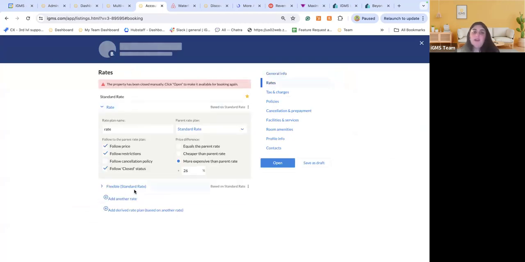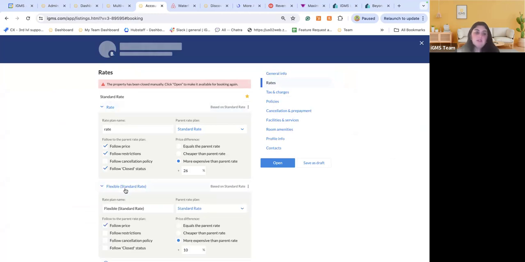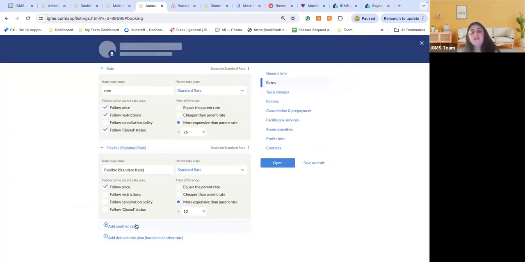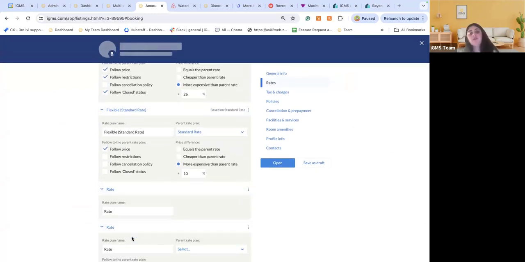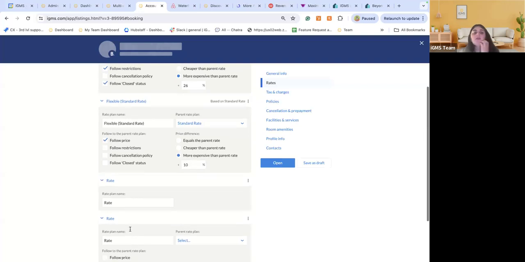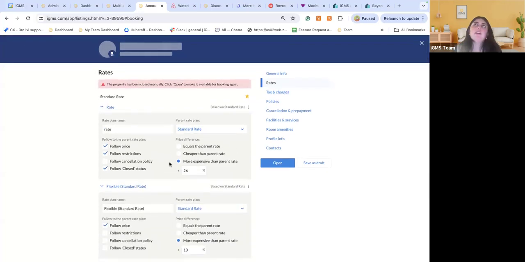So we have the usual standard rate, flexible rate, and you can also add another rate plan or derive it from another rate. You can have different rates with different cancellation policies, as I mentioned. You can also make it follow pricing, or make it cheaper, equal, or more expensive than something as well. So you can definitely leverage that to get your place more booked on Booking.com.